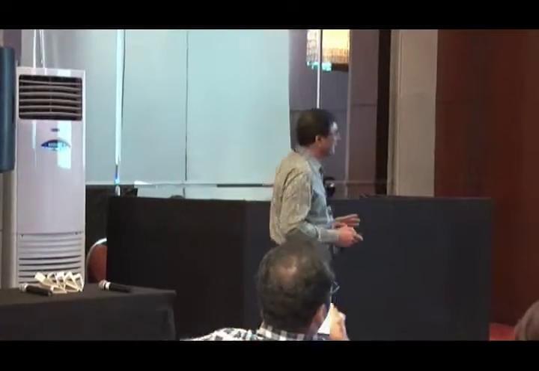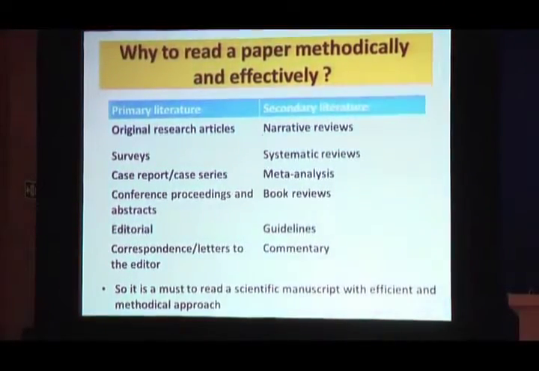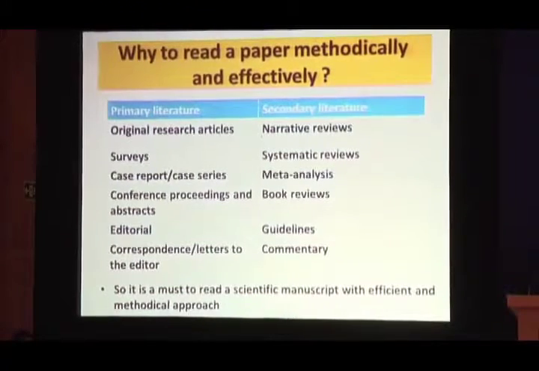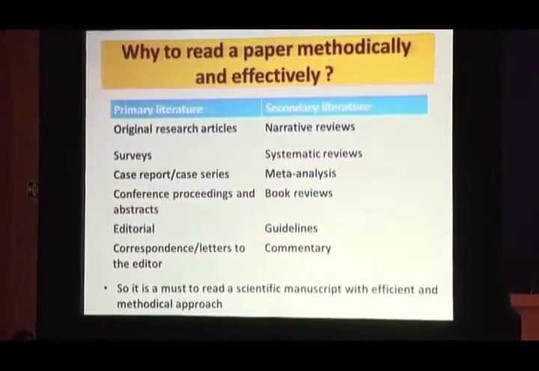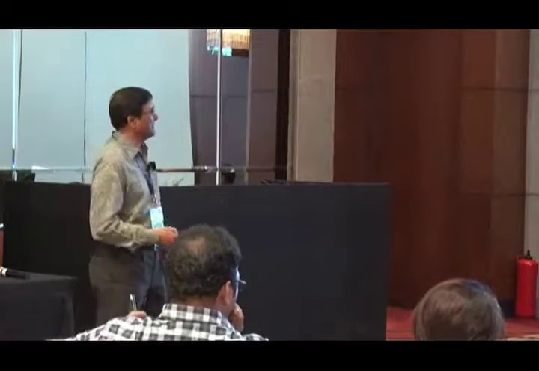Now, please understand, when we look at a scientific paper, it has to be seen whether it is an original research paper, is it a survey, a case report or series, a conference proceedings or abstracts, editorial, correspondence, letters to editor. Each has its own relative value, its own advantages as well as its limitations. And there are certain secondary literature like narrative reviews, systematic reviews, meta-analytic studies, book reviews, even the guidelines provided by the professional societies and commentaries.